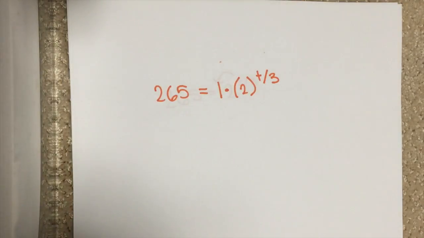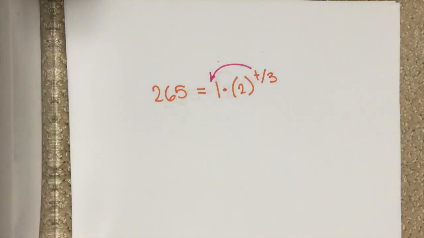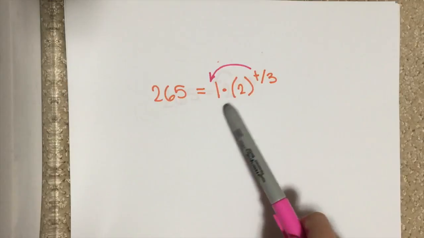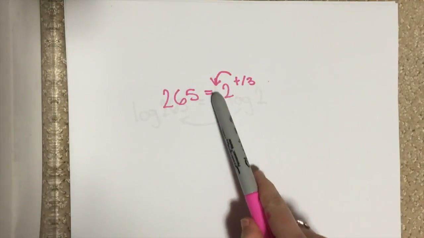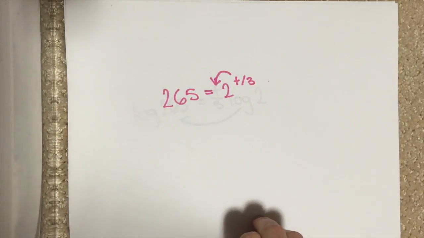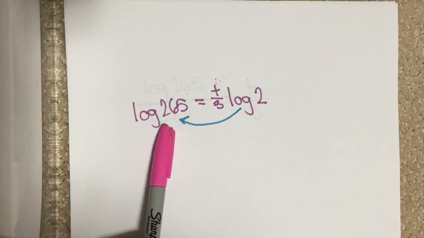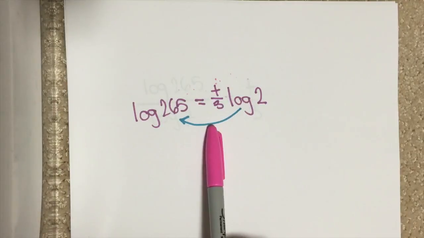So here we have written the equation. 265 equals 1 times 2 with t over 3 in the exponent. The first step we have to do is parachute the t over 3 in front of the numbers. We're also going to simplify the 1 times 2 into simply a 2. Here, the t over 3 is being parachuted over. This is when we input the log function, and then our equation becomes to look like this. Log 265 equals t over 3, because we parachuted it over, log 2.